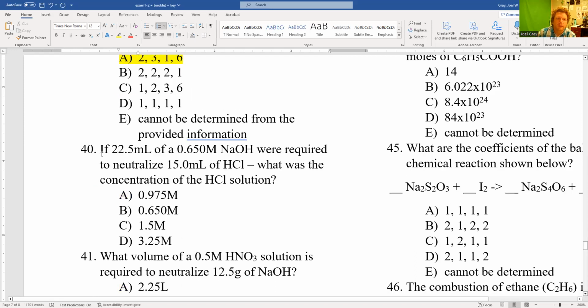Next up is, if 22.5 milliliters of a 0.650 molar solution of sodium hydroxide were required to neutralize 15 milliliters of HCl, what is the concentration of the HCl solution? So this is a titration problem, but at its heart, it is a balanced chemical reaction. It's a stoichiometry problem. Now, the way that you address a stoichiometry problem like this is as follows.